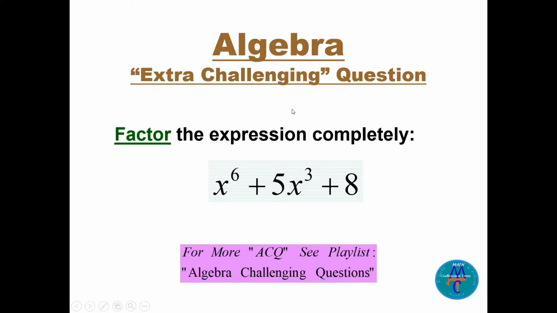This is Algebra Extra Challenging Question. Factor the expression completely, x to the power 6 plus 5x cubed plus 8. And for more Algebra Challenging Questions, you can always visit the playlist Algebra Challenging Questions.